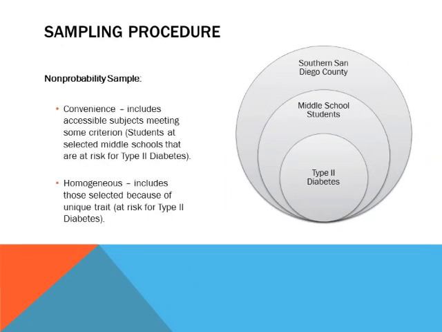Sampling procedure. Non-probability convenience sampling includes accessible subjects meeting some criterion: students at select middle schools that are at risk for type 2 diabetes. Homogeneous sampling includes those selected because of a unique trait, such as being at risk for type 2 diabetes.